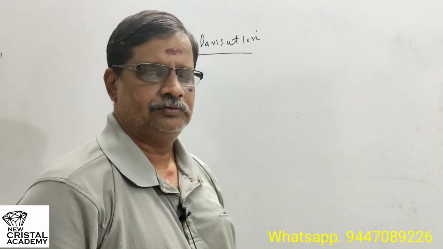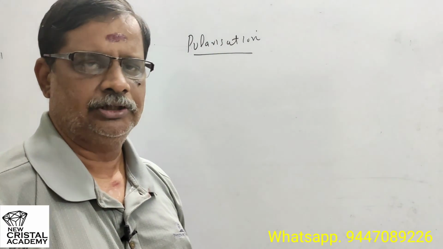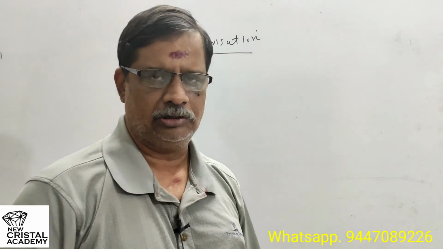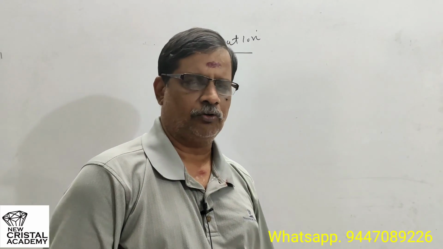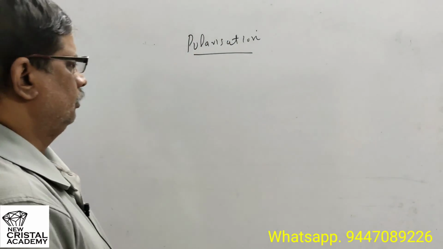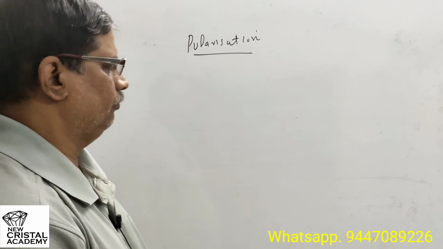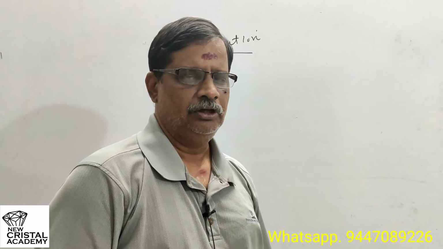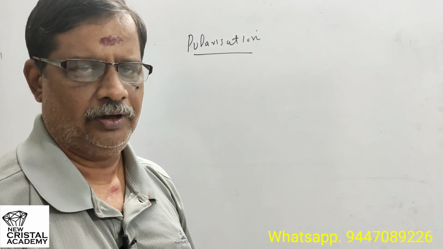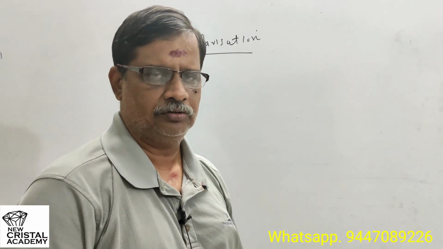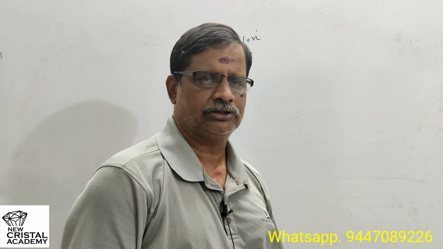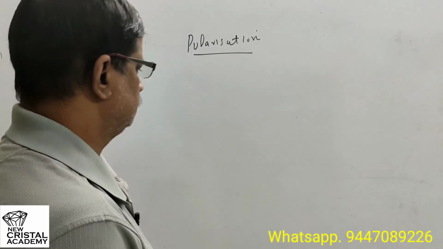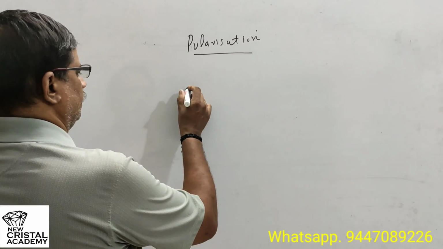You know that light is an electromagnetic wave. It is a combination of electric field and magnetic field which are mutually perpendicular to each other, and both of them are perpendicular to the direction in which the wave is propagating. Even though light is a combination of electric field and magnetic field vectors, we will be interested only in the variations of the electric field vector. That is because all optical properties are determined by the electric field vector alone.